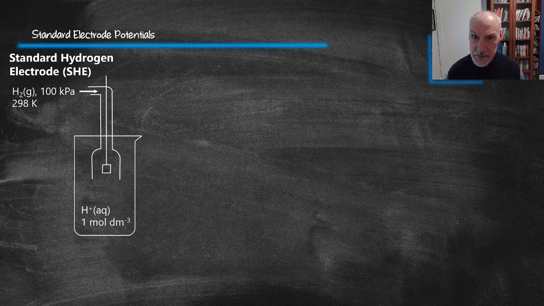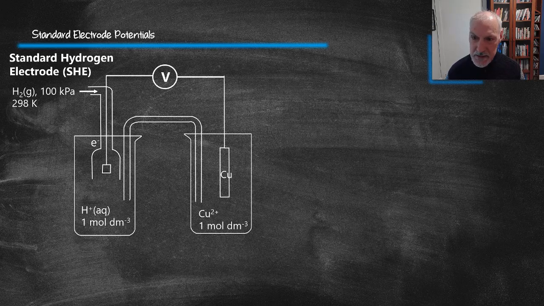Hydrogen gas at 100 kPa and 298 Kelvin is pumped over a platinum electrode that's immersed in an acid solution that has a concentration of hydrogen ions of 1 mole per decimeter cubed. We connect it up to our test cell.